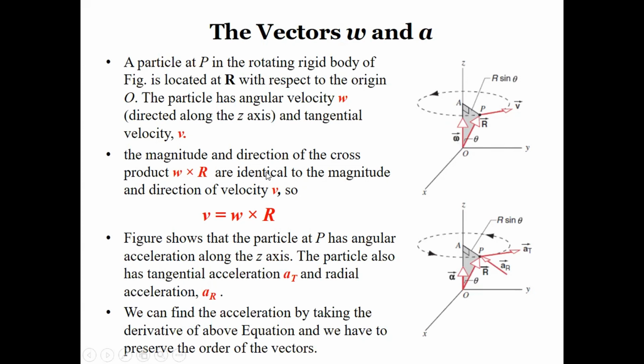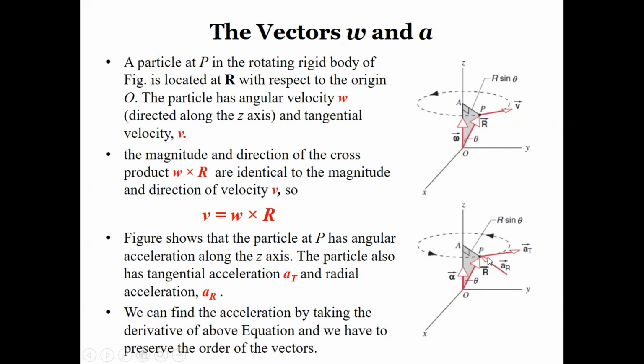Omega into r is identical to, if we go from omega to r, we get a perpendicular to this plane, a vector which is the velocity vector v. So velocity is omega cross r.